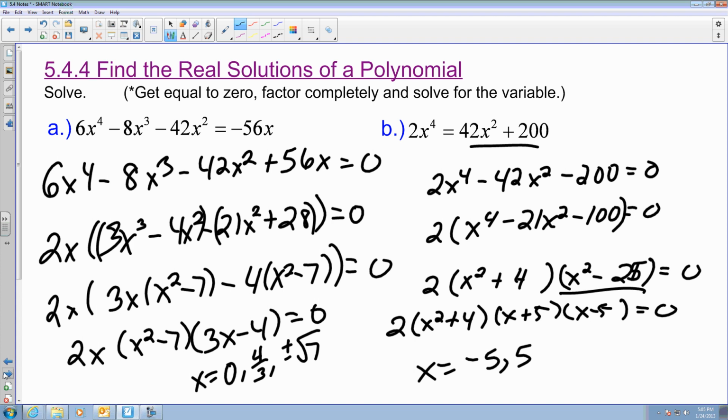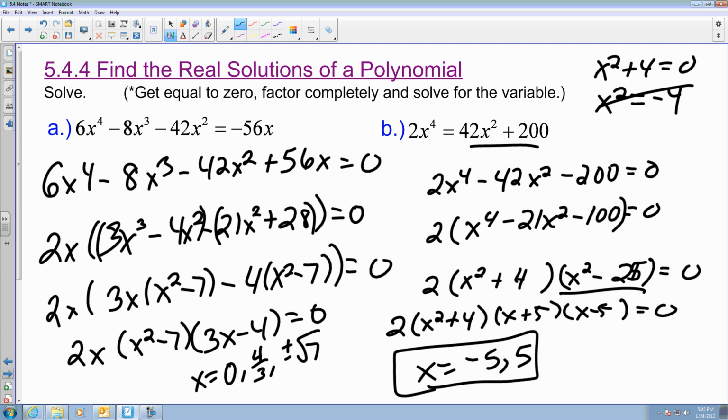But now if I look at x squared plus 4, if I were to say x squared plus 4 equals 0, subtract both sides by 4, so then I got x squared equals negative 4. If I try to take the square root of that, I can't, because I can't take the square root of a negative number and make it imaginary, so it's not a real number. So I can't make that into a solution. So my only solutions here would be negative 5 and 5. And that is solving polynomial equations and also factoring them out completely. Hope this helps. Until next time.